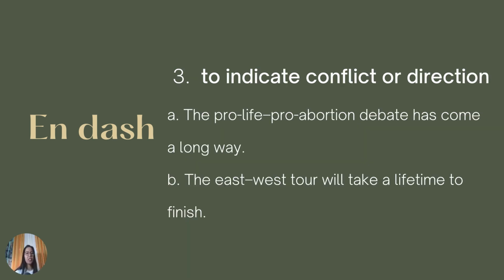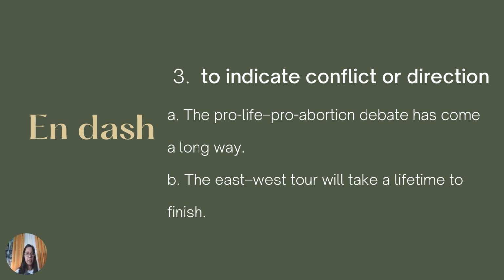Lastly, it is also used to indicate conflict or direction, as in "the pro-life–pro-abortion debate has come a long way." In this example, pro-life is joined by a hyphen because it's a two-word adjective. We've studied that previously. Same case as in pro-abortion, there's a hyphen in between. But to indicate that there is a conflict between pro-life and pro-abortion, between these two sides, you need an en dash.